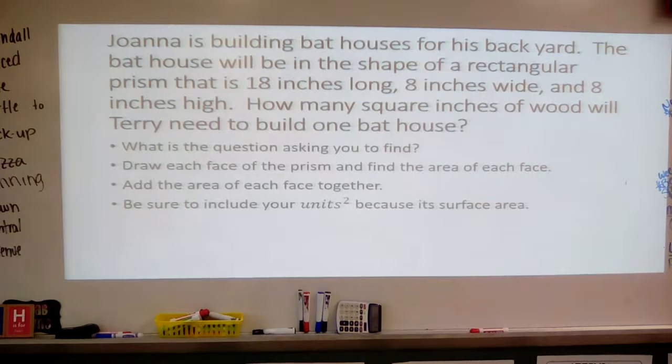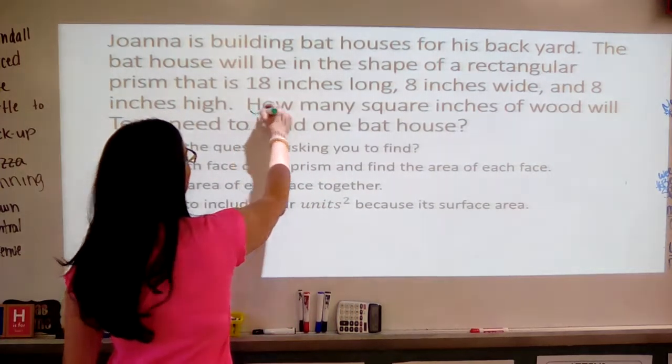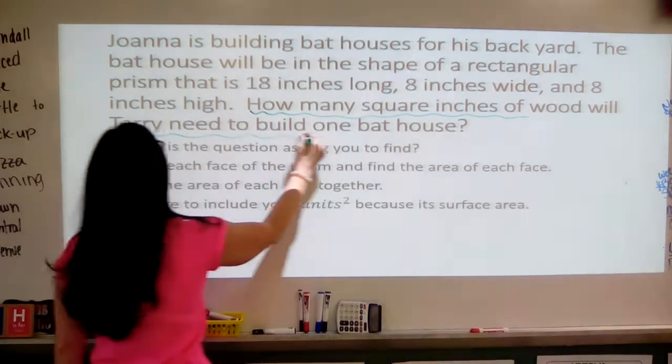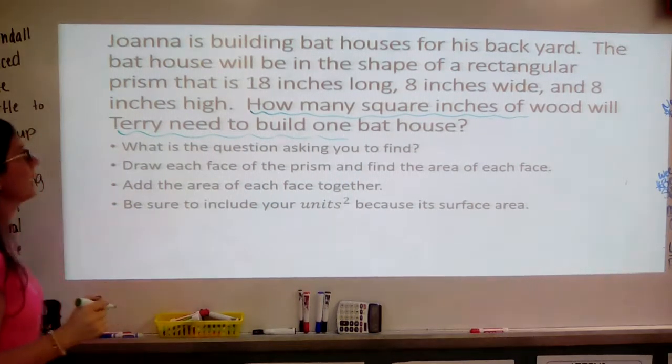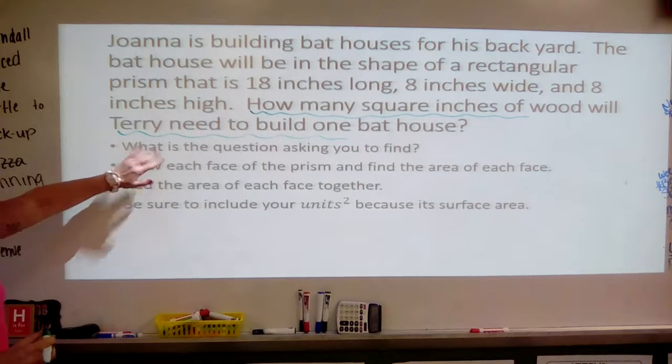So first we want to know, what's the question asking me to find? I'm going to go through here and underline the important things in the question. First of all, it's asking me to find how many square inches of wood she'll need to build the bat house. So I know what the question's asking me.